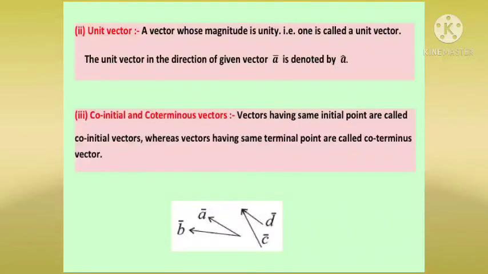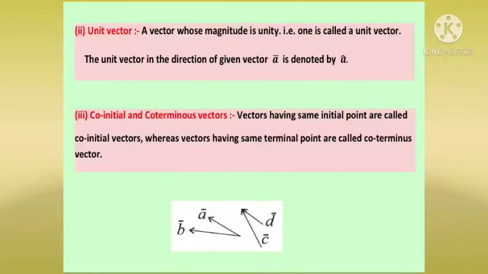And it is denoted by a cap. If a bar is a vector whose magnitude is 1, then that unit vector will be denoted by a cap. You can see above how the cap is given. Another vector d bar whose magnitude is 1 will have the unit vector d cap. So for a unit vector, a cap is used in place of the bar.